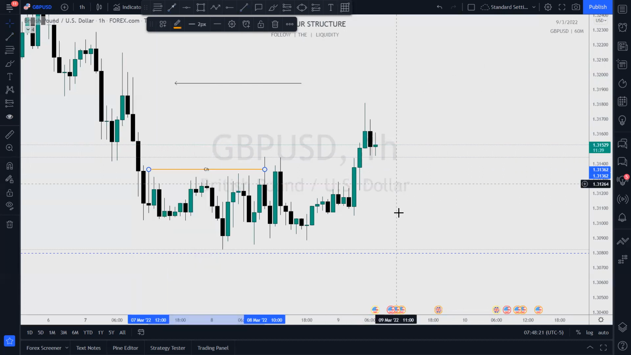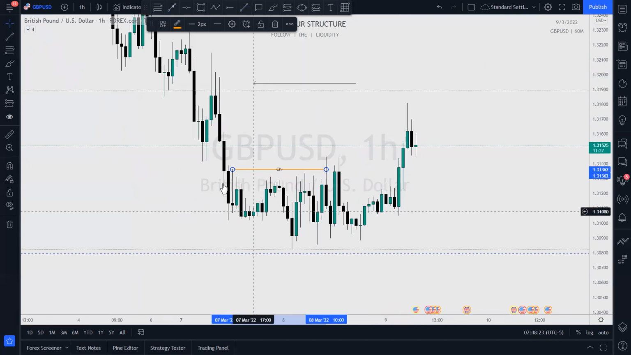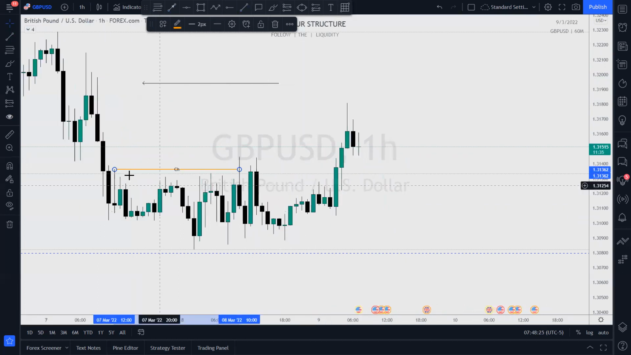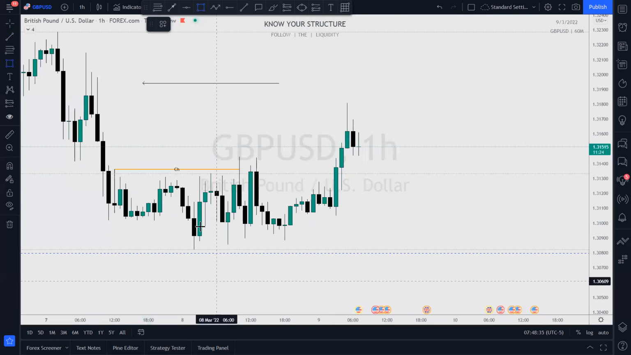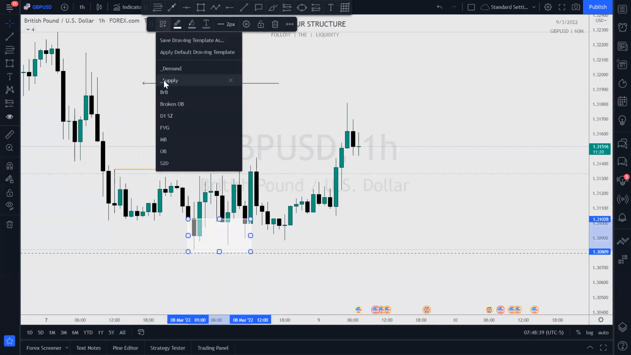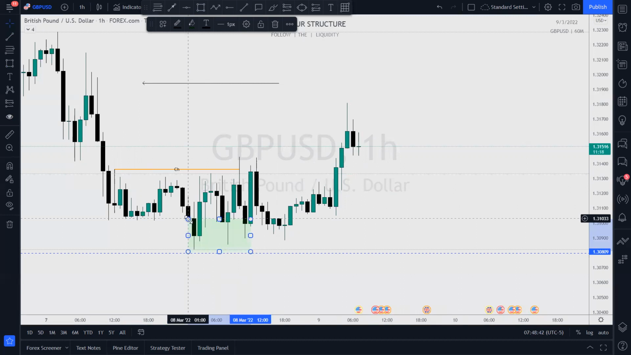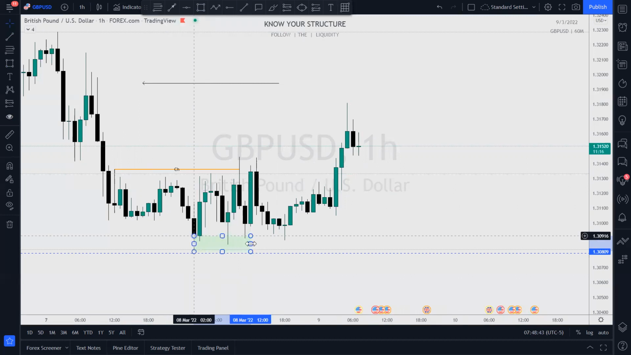They call it a change of character. You can call it whatever you want. It's a break of substructure. And when you get a break of substructure, you're looking for a return to impulse, and you're looking for that low to be maintained. This is the order block, but I can refine that down to here, and you can see it was maintained.